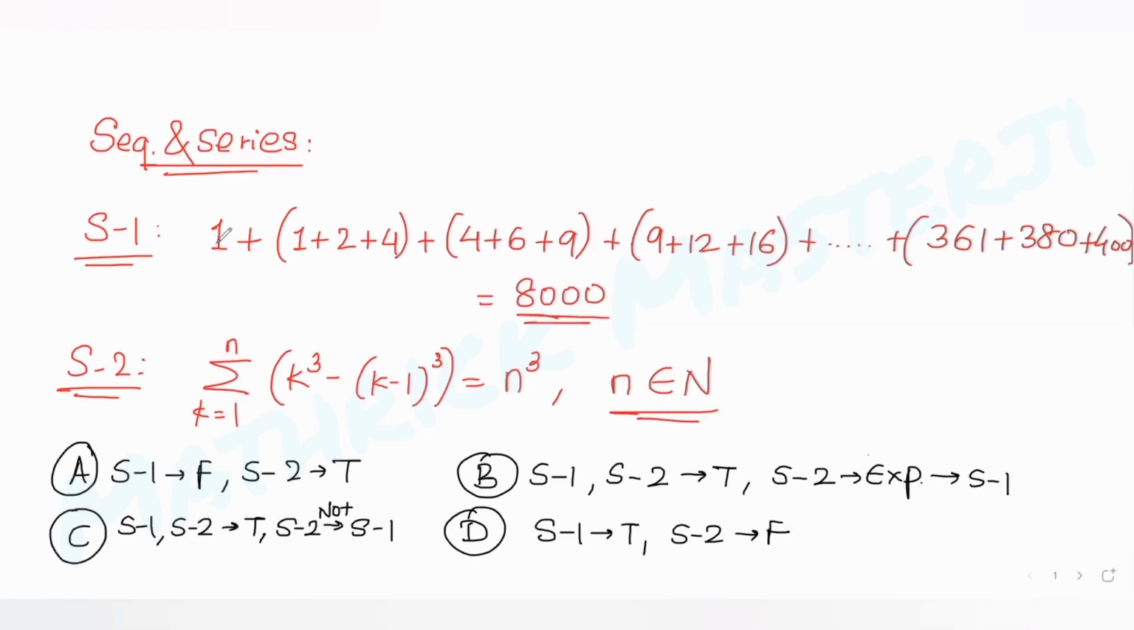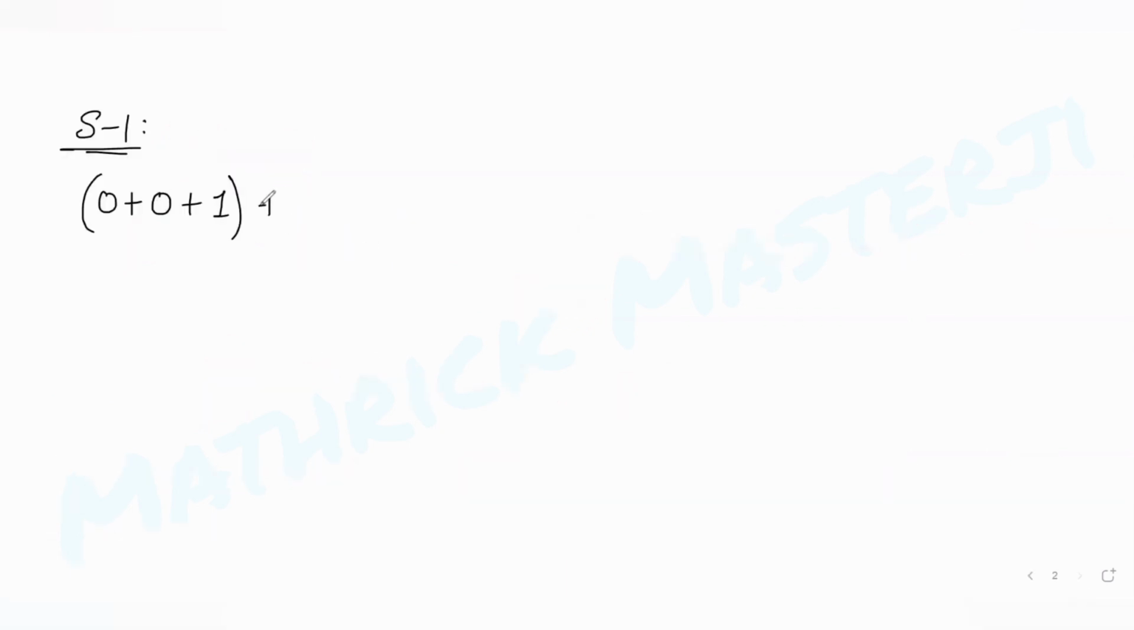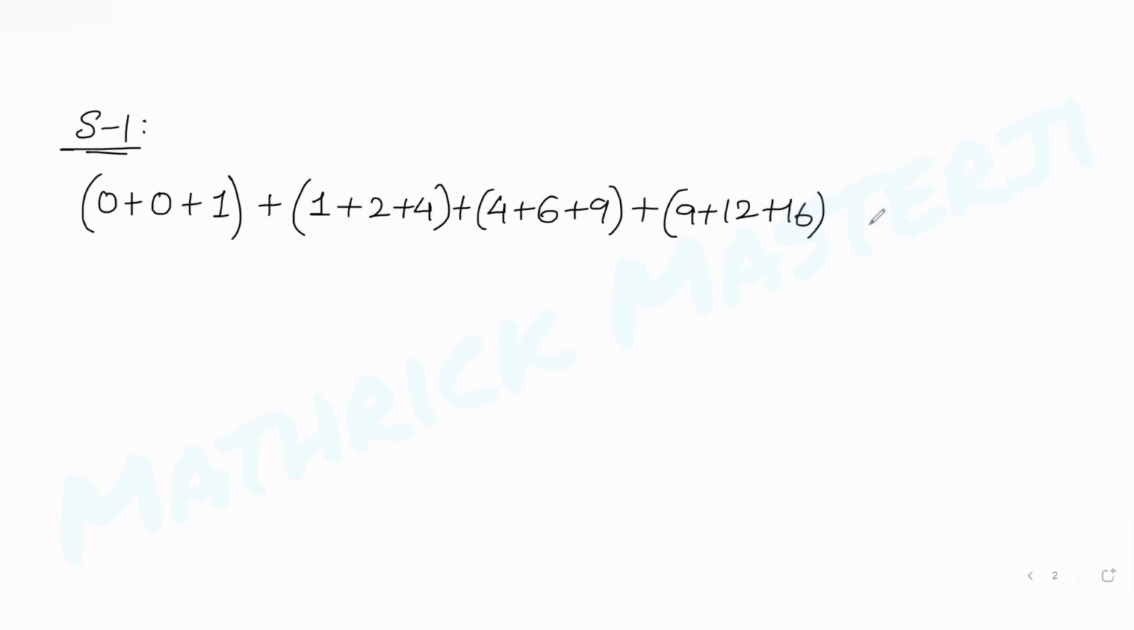Statement 1: I need to find whether the sum equals 8,000, so let's identify whether the statement is true or false. The terms I have, 1 I can write as 0 plus 0 plus 1. I'm writing it in the form of three terms because it is given to us as three terms every time. Then you have 1, 2, 4 added. Then 4, 6, 9 added. Then 9, 12, and 16 added. And likewise till the last term, 361, 380, and 400.